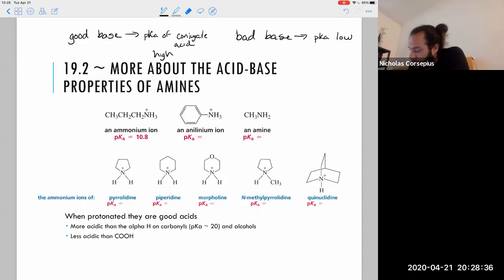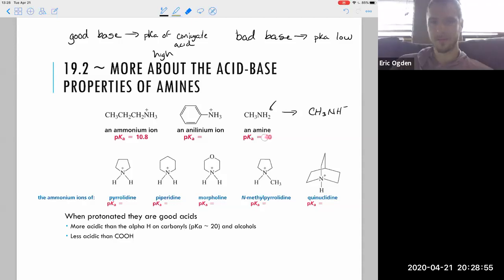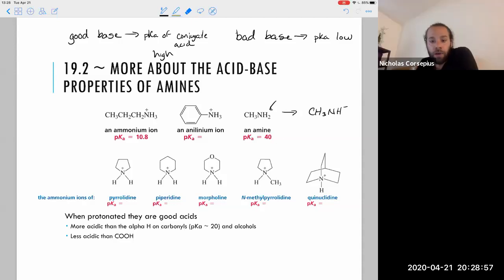But when we go for an amine, the pKa of that, and now we're talking about removing this hydrogen in order to make something like CH3NH-, does that have a higher or lower pKa than 10.8? Higher. Yeah, way higher, right? Way, way higher, to the point of being very, very difficult to remove. Right, so when you have a protonated ammonium ion, that proton's not very hard to remove. When you're talking about an amine itself, it is not acidic. You would not consider it to be an acid in almost any case.